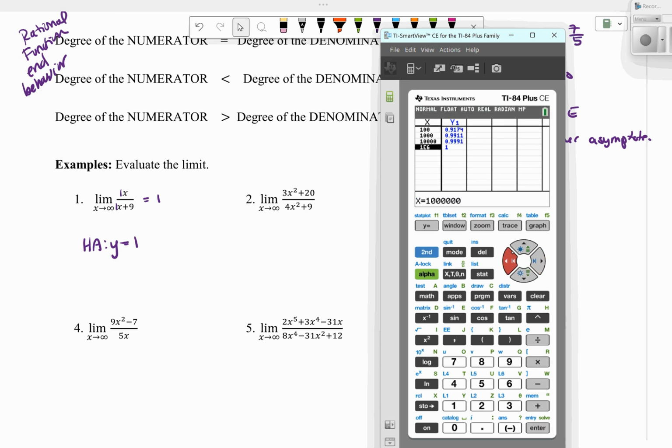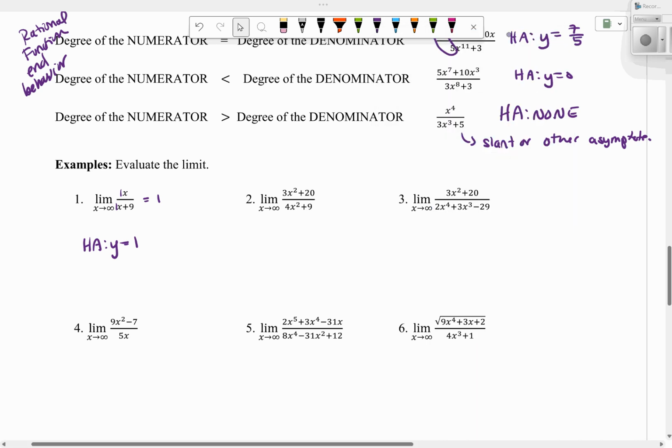So that's another way you can look at this graphically, but I always think it's a lot easier if you know the rules from our rational functions and it's a rational function, just to use that to help you. So looking here, we have degree 2 over degree 2. So this tells me there's a horizontal asymptote at y equals the ratio of the leading coefficients, so 3/4.